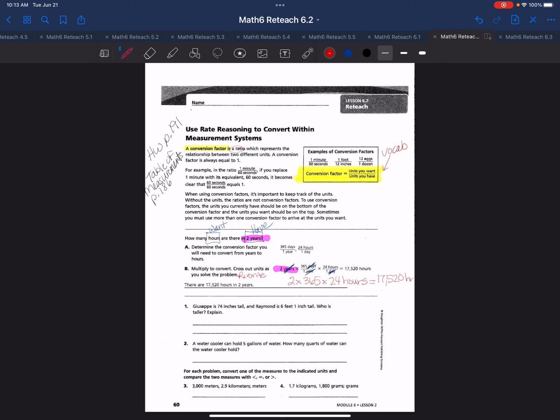Let's work on the next one together now. Giuseppe is 74 inches tall and Raymond is 6 feet 1 inch tall. Who is taller? In this problem, we are comparing inches and feet. So you can see Giuseppe is 74 inches tall and Raymond is 6 feet 1 inch tall. So I want to convert this to inches.